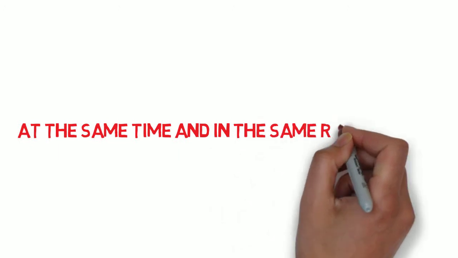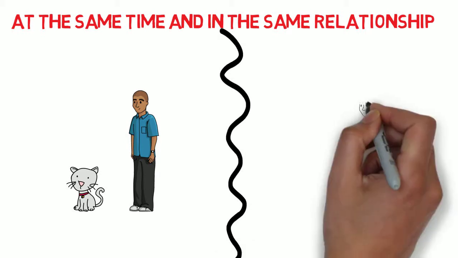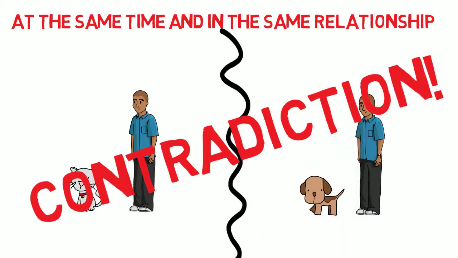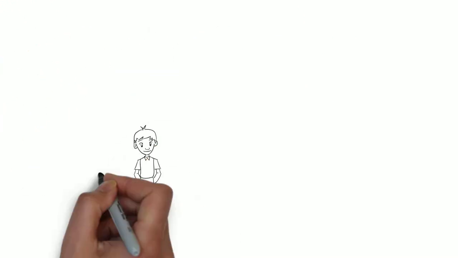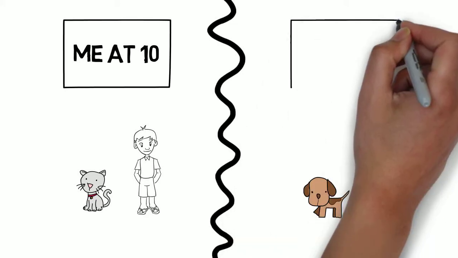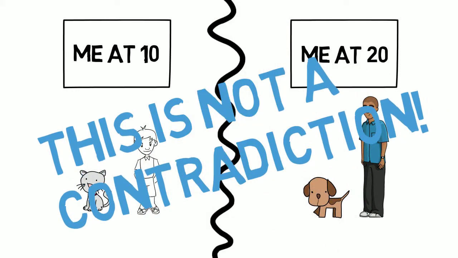There's a second part to this law, the part that says at the same time and in the same relationship. This part of the law is there to set a kind of barrier on what a contradiction really is and isn't. So for example, if I say that I only own one pet and that is a cat, and then I say that I only own one pet and that is a dog, I've contradicted myself. However, if I say that when I was 10, I only owned one pet, which was a cat, and then I say that when I was 20, I only owned one pet, which was a dog. Now this isn't a contradiction, because the times that I owned each pet were different. One when I was 10 and the other when I was 20.